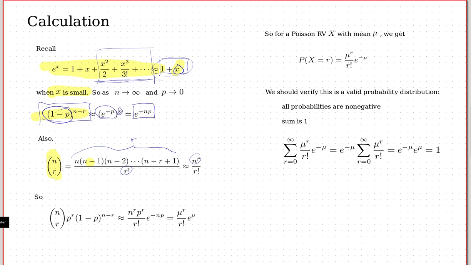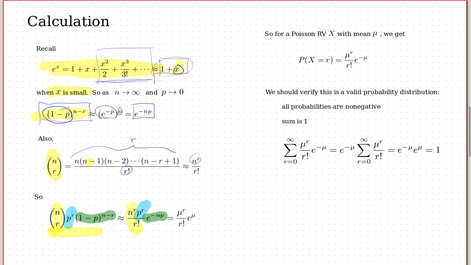Okay, now let's write out the Bernoulli formula again. So the Bernoulli formula is here, and we throw in our approximation. So n choose r is n to the r over r factorial. I'm just going to copy over the p to the r, and then the 1 minus p to the n minus r is approximated that way. So we've approximated each factor in the expression.